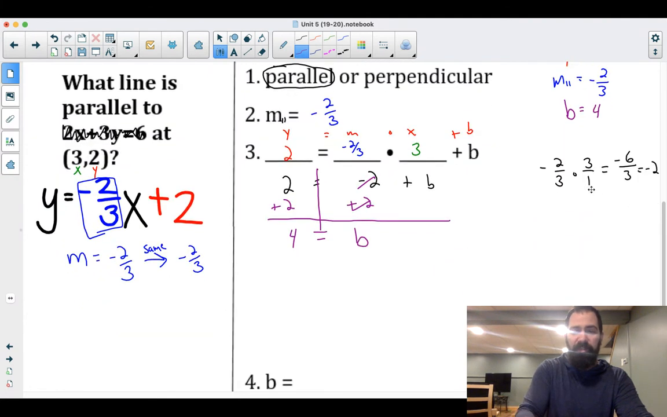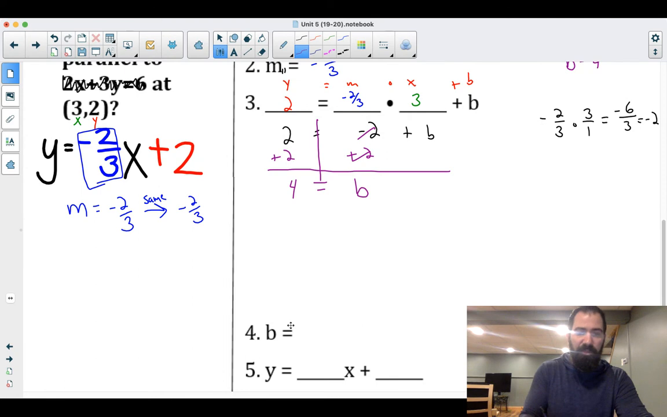Then we just take all of our information and rewrite our equation. Here we said our parallel slope was negative 2/3. We found that up here. And our y-intercept is 4. And you're done. y equals negative 2/3 x plus 4.